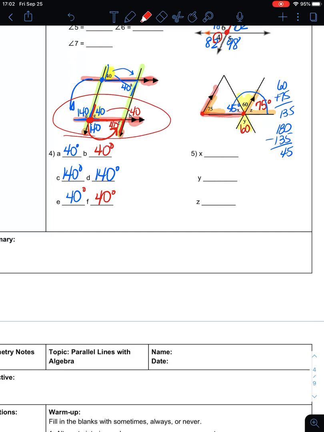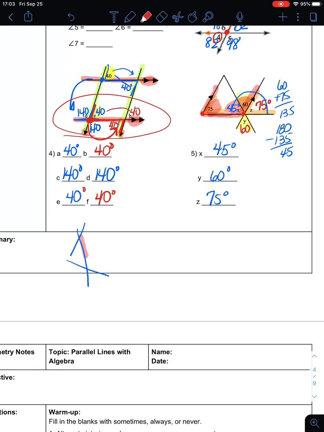Now, just so I can show you, you could have also done this and used these pieces. Notice that this angle and this whole big angle are same side interior angles. Since those lines are parallel, those same side interior angles have to add up to 180. Well, if the three pieces already have 2, I would do the exact same math I did with the supplementary. It was just a different reasoning behind it. So angle X is 45 degrees, Y was 60 degrees, and Z was 75 degrees.